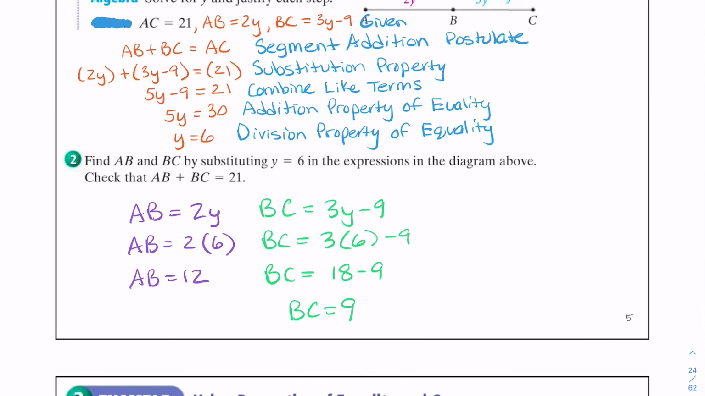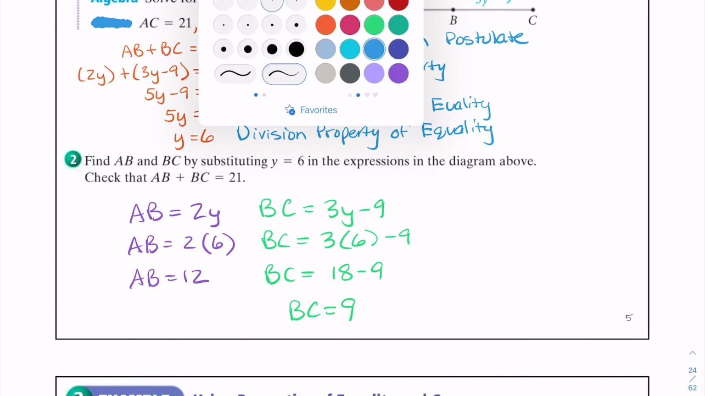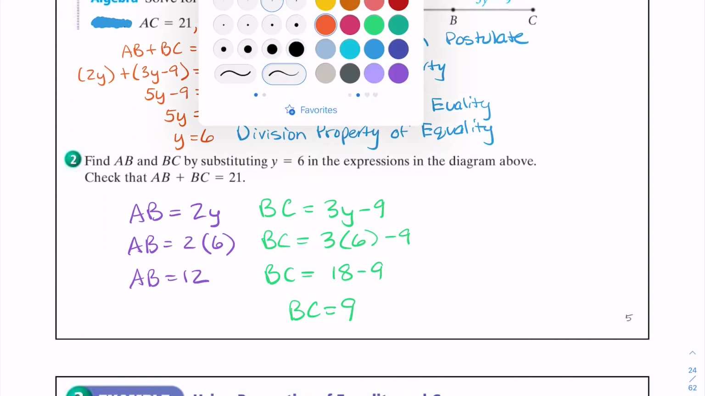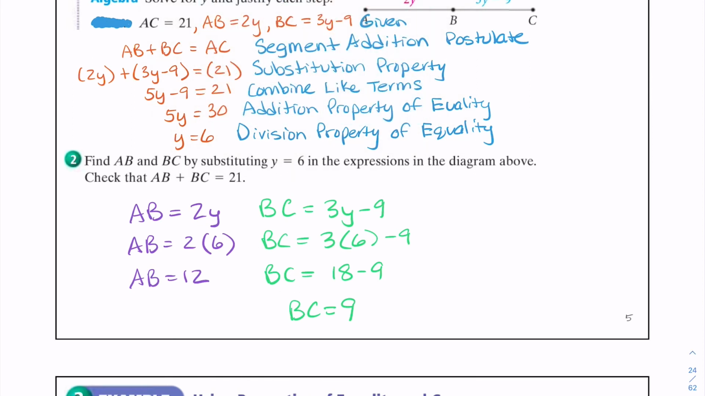And that should be rather easy to do. I lost one of my colors. I don't know where that was. Oh, weird. I adjusted something incorrectly on that.